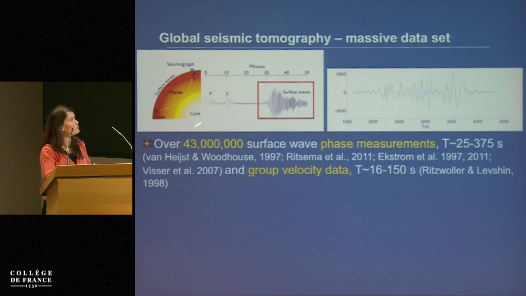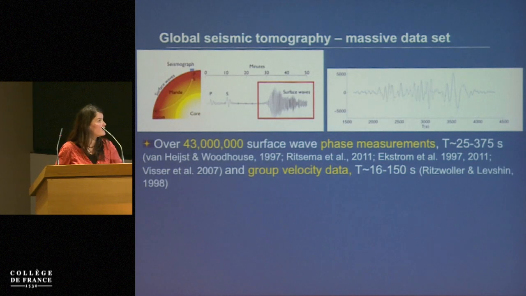We've assembled over 43 million surface wave phase velocity measurements. I have zoomed here on a seismogram specifically filtered for surface waves. These measurements tell us mostly about a large part of the mantle. But we also include group velocity data in a wide period range that is not only sensitive to shallow mantle structure, but also to the crust, which, as I will highlight, is quite important when we are talking about mantle anisotropy.